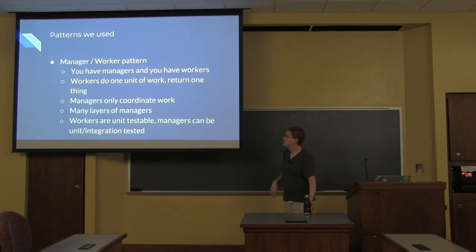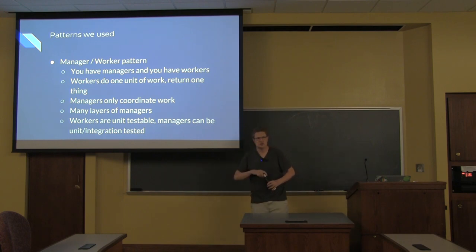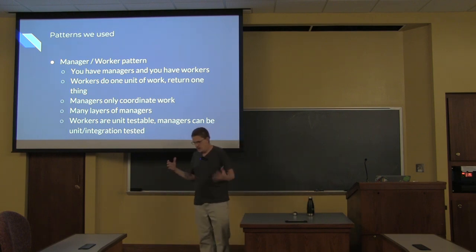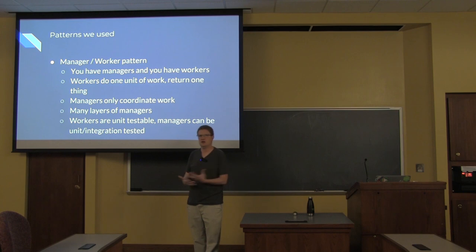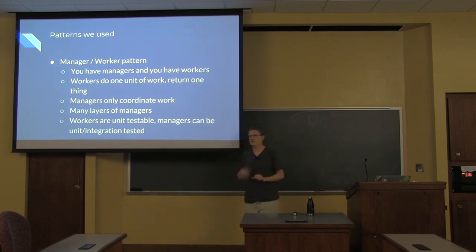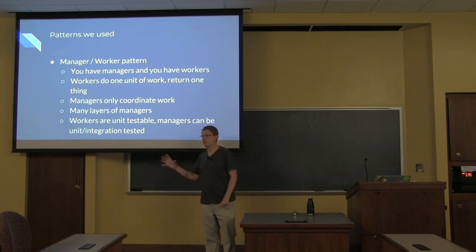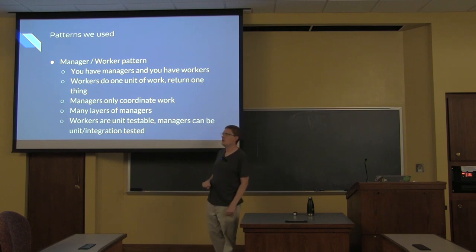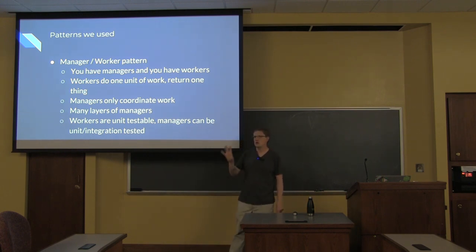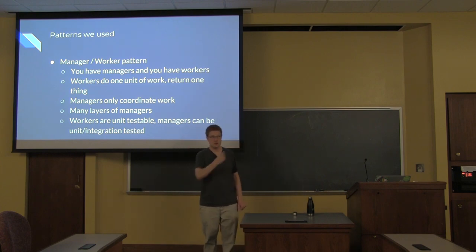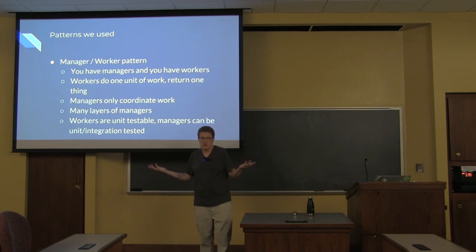So these are the patterns that made it easy for us to adopt this, to take this to production. The first is the manager and worker pattern. And this really gets into the composability of functional programming. You have some functions that are workers. They do a unit of work. They return one unit of thing. Okay, so we have a lot of workers that are REST clients. Call out to this one service in this one way, get my value back, and return the value. Might fail, so we wrap it all in futures.